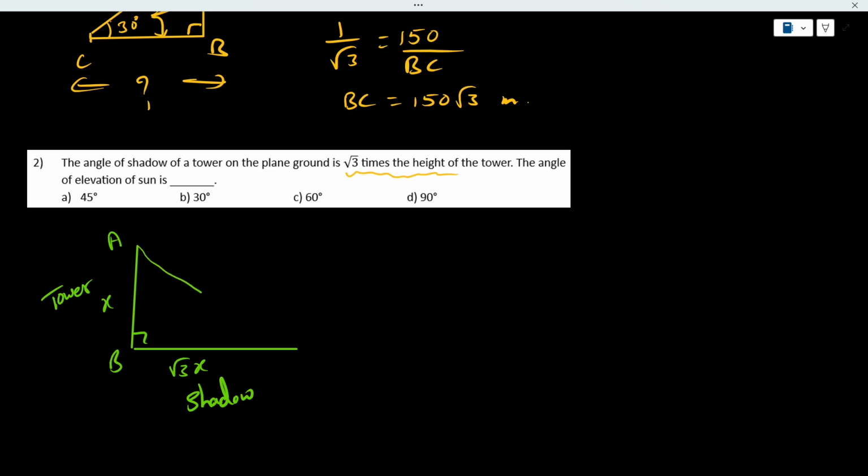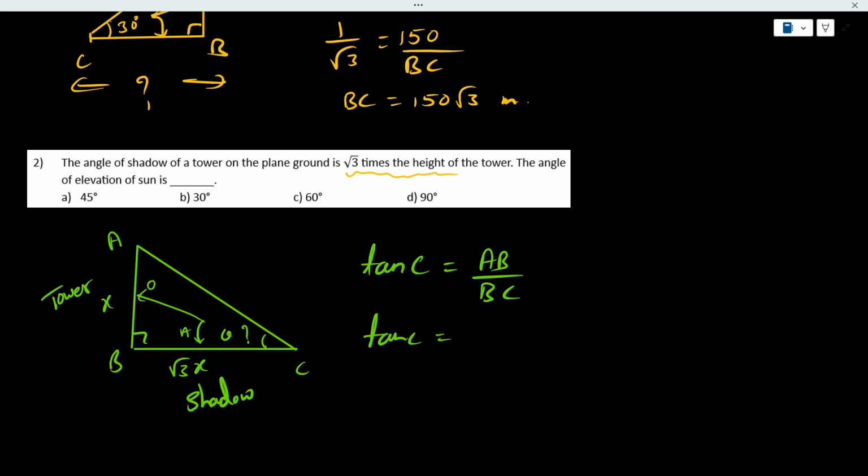So angle of elevation means from point C, because from point C here, this angle is theta, which is unknown, right? Now again, it is opposite over adjacent, so we can take tan again. So we can take tan C, which is AB by BC. So tan C is going to be x by root 3 x.